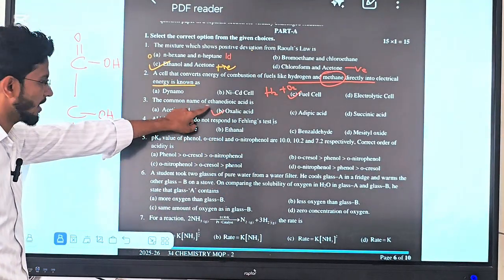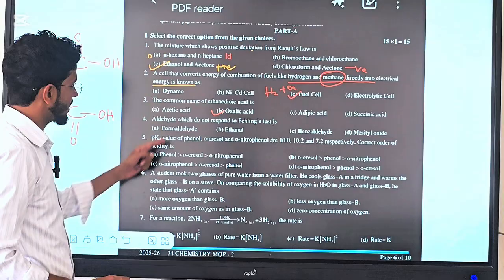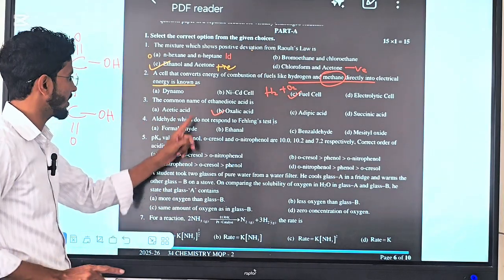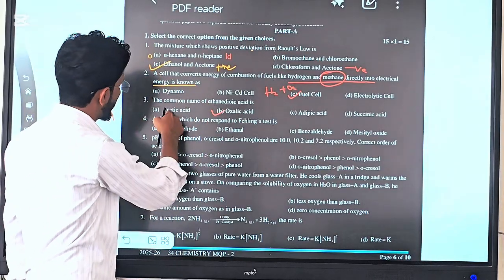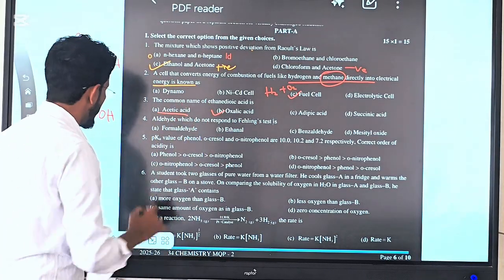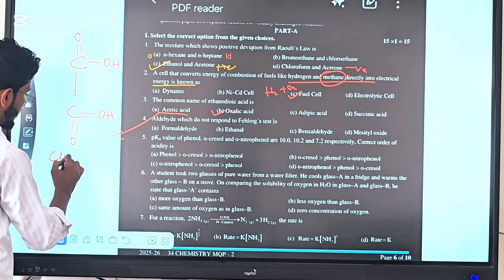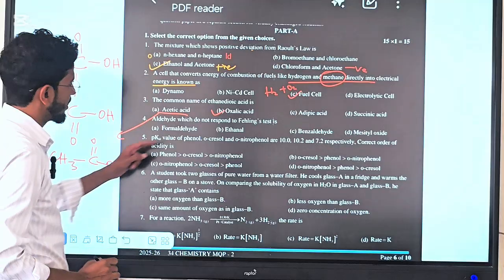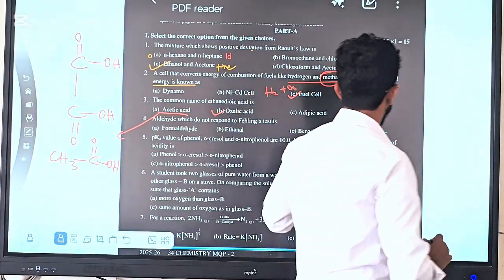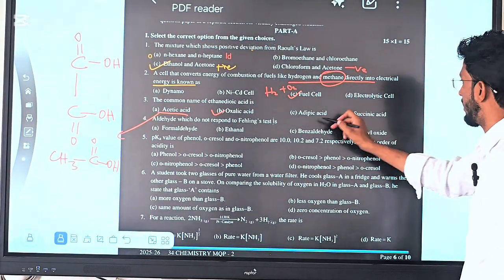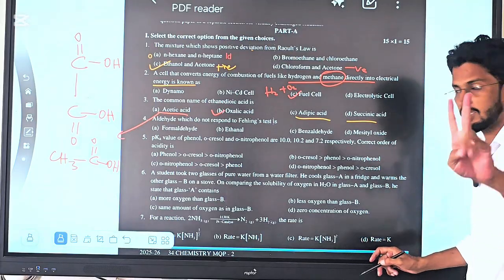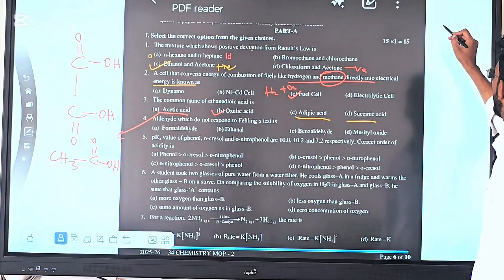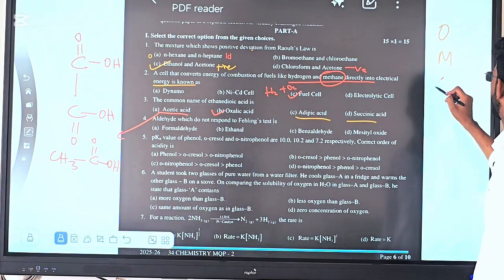What is the common name of ethane dioic acid? That is oxalic acid. Now, what is acetic acid? Acetic acid is the common name of ethanoic acid, not ethane dioic acid. Di means two acidic groups. Acetic acid means ethanoic acid that contains one group. The structure of acetic acid is CH3, C double bond O, OH. Now adipic acid and succinic acid belong to dioic acids, but not ethane dioic acid. How can you memorize this type of dioic acid? Like Ohm's gap.